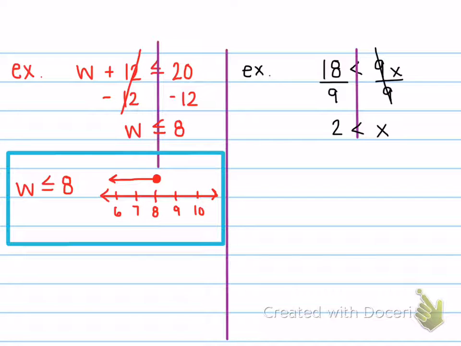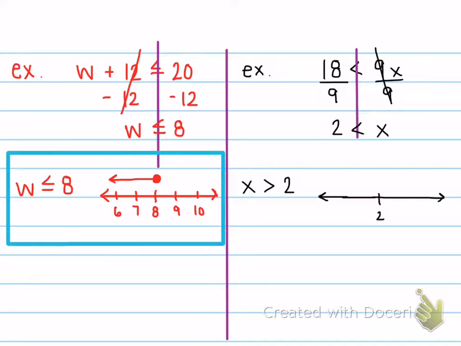Now in this problem, I have my variable second, so I am going to change that. I'm going to put the x first, and then the 2 is second, and then it's pointing at the 2, so I'm going to make sure it's still pointing at the 2. When I graph this, x is greater than 2.